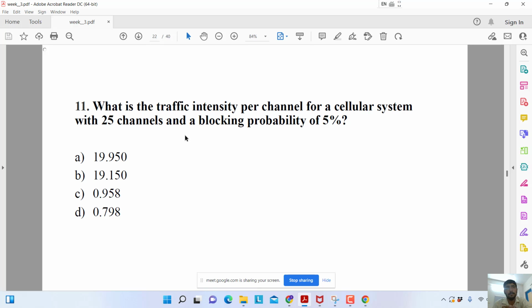Now the next question is given. Please read and try to solve. Okay, question number 11: what is the traffic intensity per channel for a cellular system with 25 channels and a blocking probability of 5%? Here we have to calculate the traffic intensity per channel. Given are 25 channels and a blocking probability of 5%.